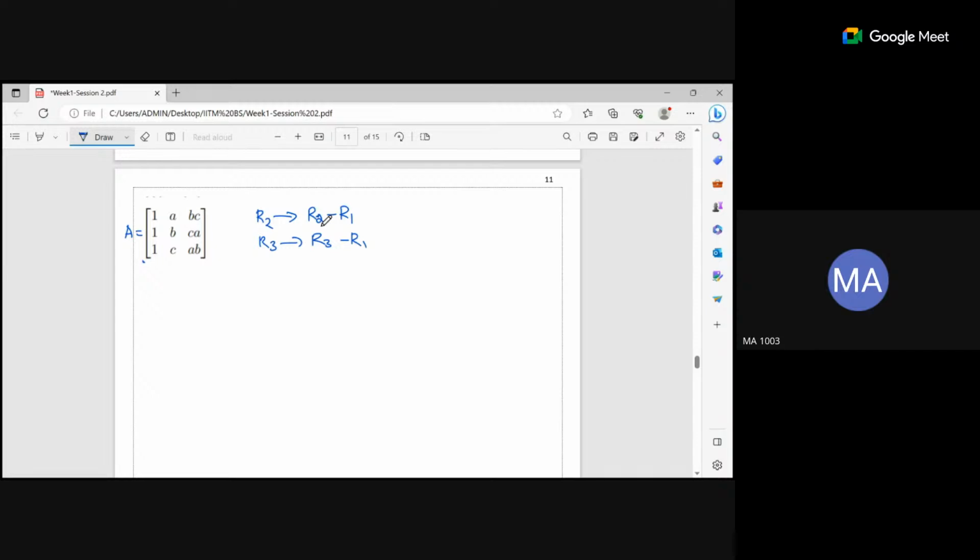So let's say you are replacing R2 with R2 minus R1 and R3 with R3 minus R1. Now, what is the matrix obtained after doing these transformations? Can you tell?